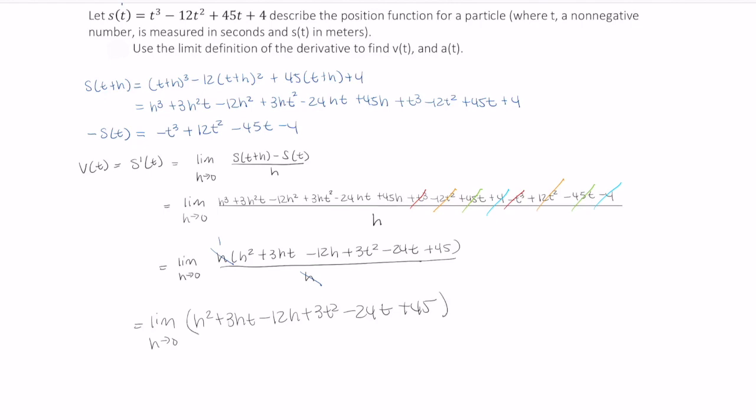Everything with an h is going to vanish when we apply the direct substitution property, since this will be 0 squared, this will be 3 times 0, 12 times 0, and so on. So we end up with just 3t squared minus 24t plus 45. So the first derivative of our position function is velocity, and the velocity function is equal to 3t squared minus 24t plus 45. I hope you found this video helpful.